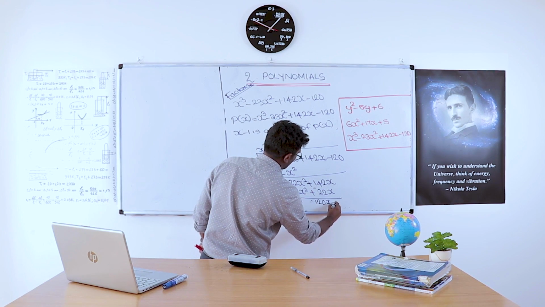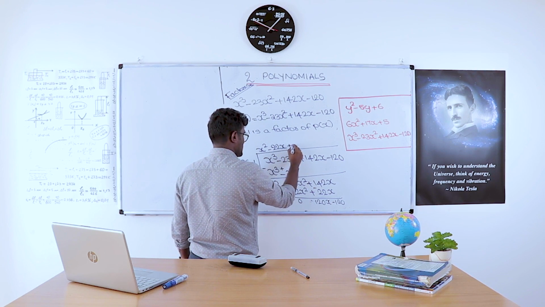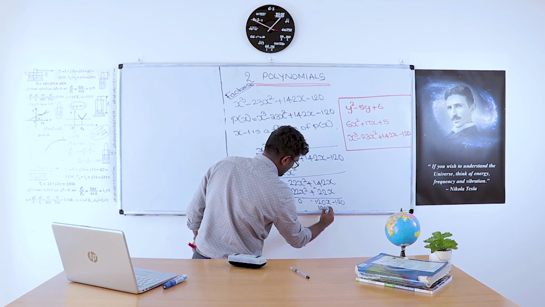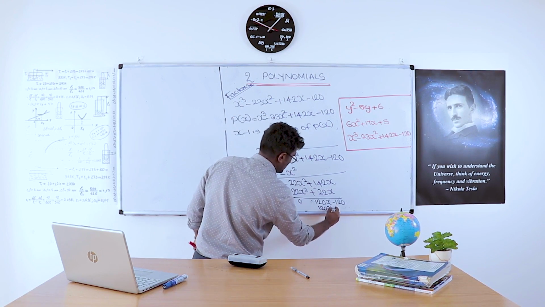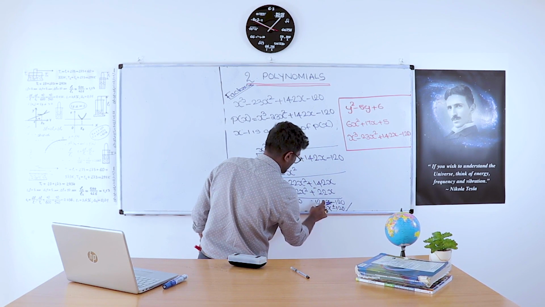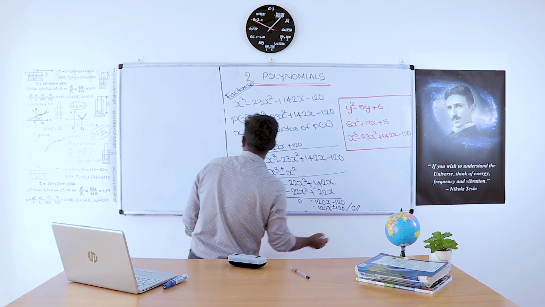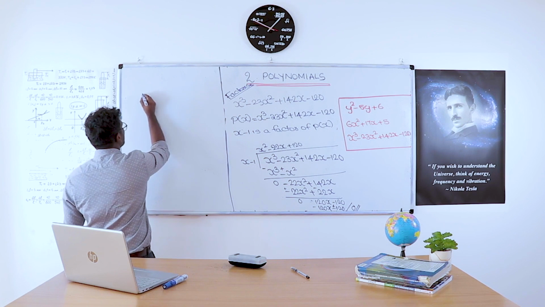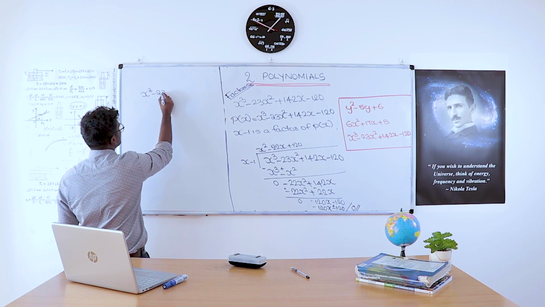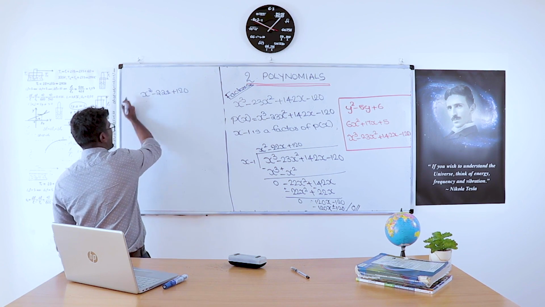Plus 120x minus 120. 120x divided by x is plus 120. 120 into x is 120x. 120 into minus 1 is minus 120. So this one is minus, this one is plus. 120x minus 120x is 0, minus 120 plus 120 is 0. So the quadratic equation we got is x square minus 22x plus 120. So we have to factorize this one.